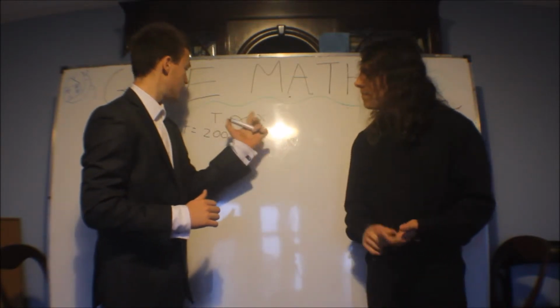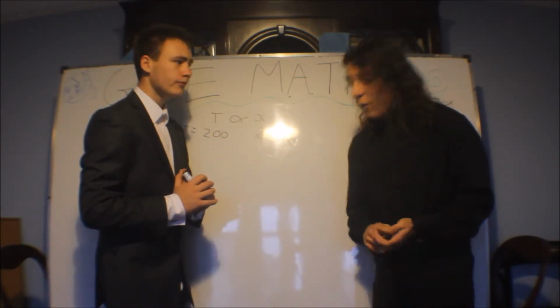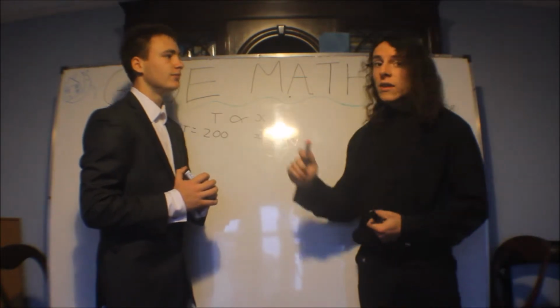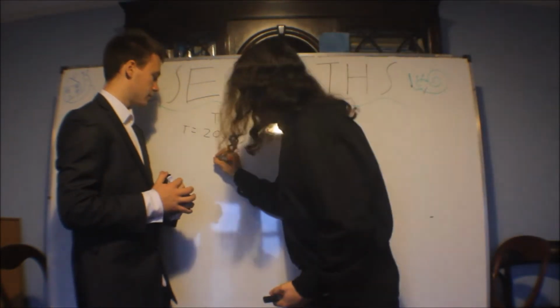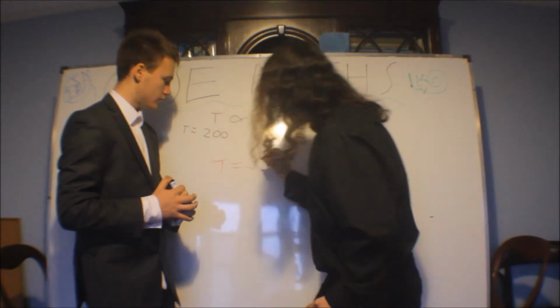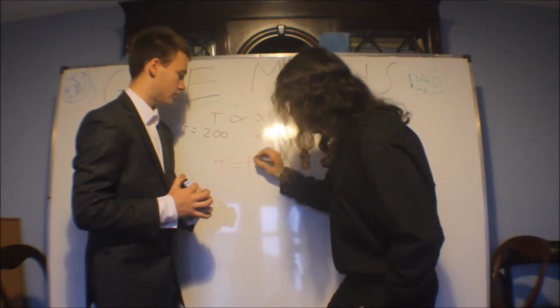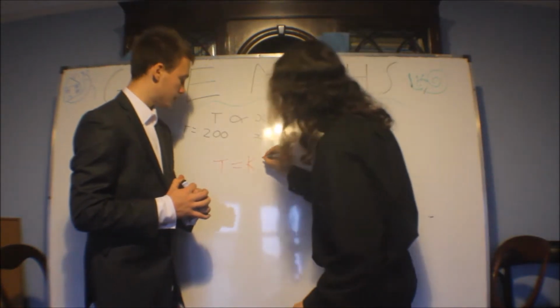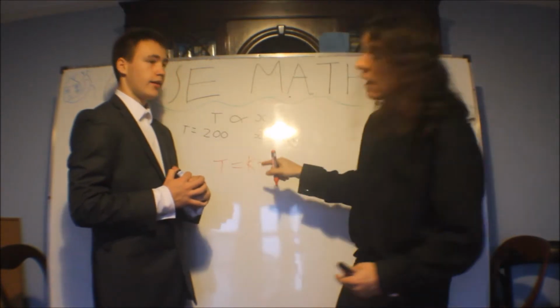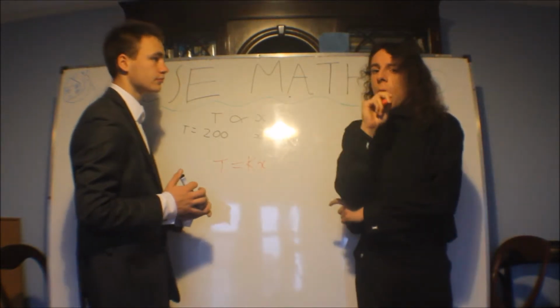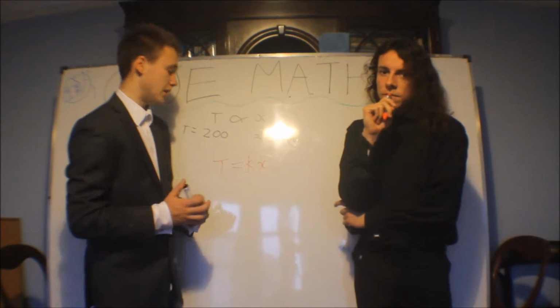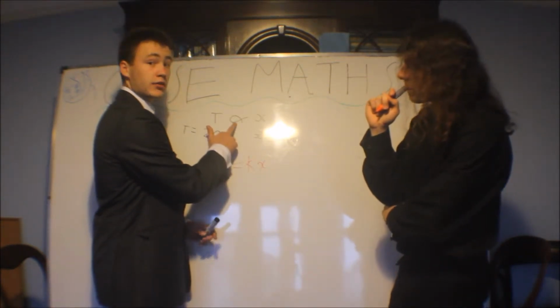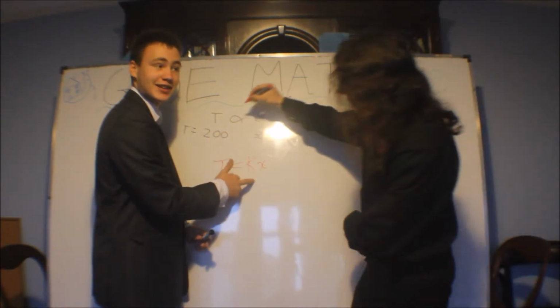Now, if something's directly proportional, that's the same as writing that T is equal to K, which is something we don't know yet, which is our constant, times X. Now, K will never change in the equation, but we need to work out what it is. So, you replace the proportional sign with an equals and a K.